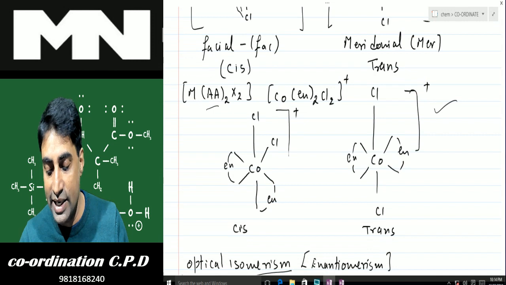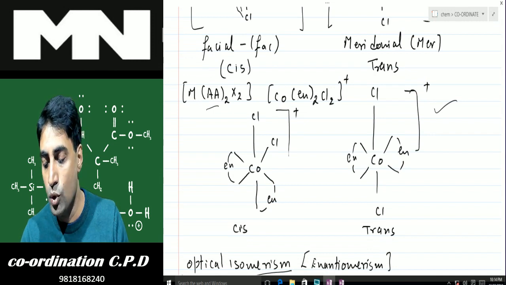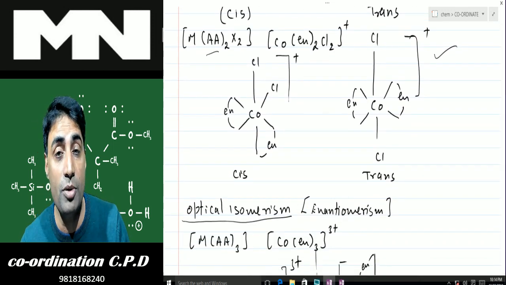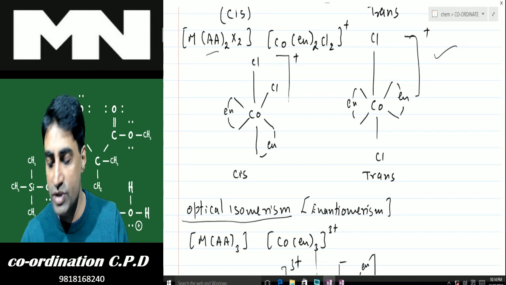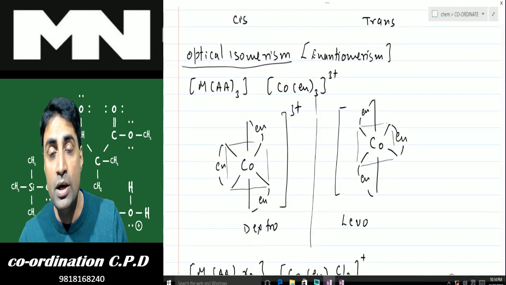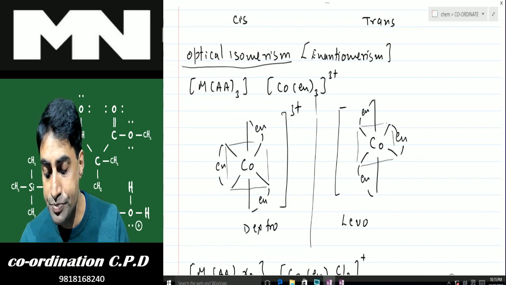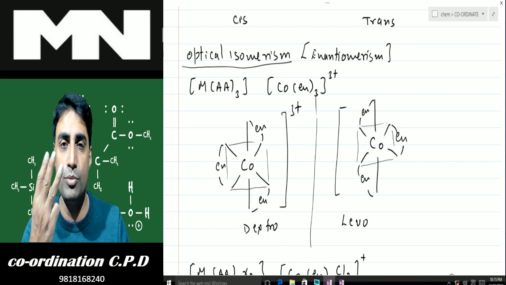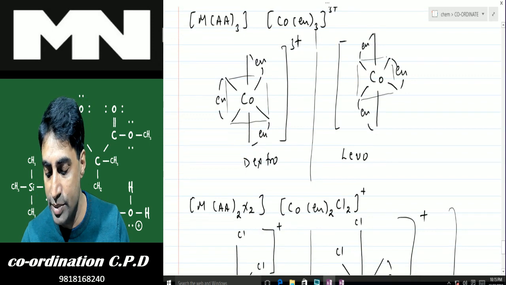Then with bidentate ligands we can have M(AA)2X2, that is [Co(en)2Cl2]. This is the form of an octahedral complex which can also exhibit optical isomerism. So if the Cl are on the same side, it is cis. If they are on the opposite side, it is trans. If we talk about optical isomerism or enantiomerism in octahedral complexes, we can have a complex like M(AA)3, with 3 moles of bidentate ligand. So you can see dextro and levo forms, non-superimposable mirror images.